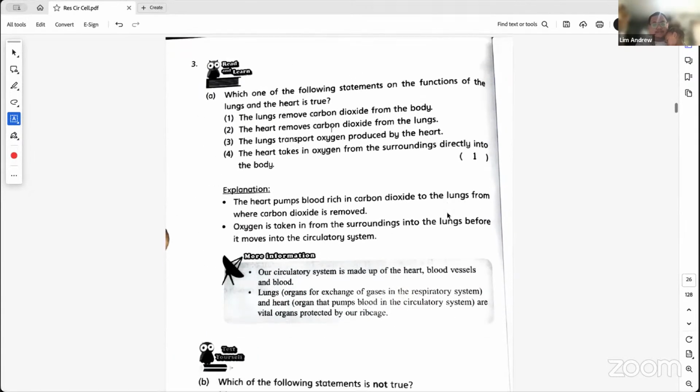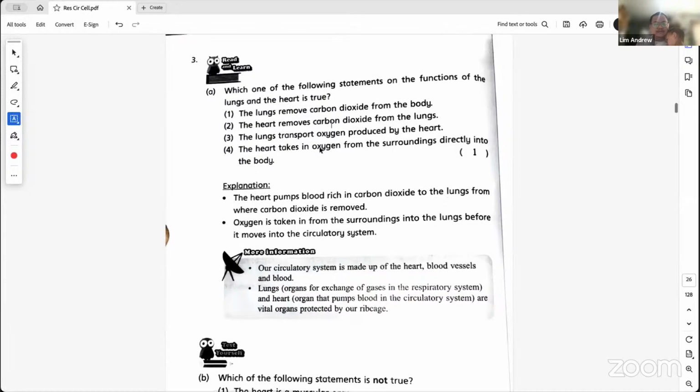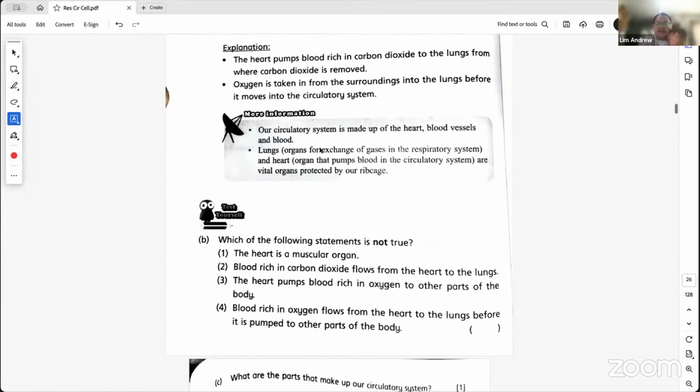Question 3. I think this is self-explanatory, so I will just move on to 3B. Can I have a volunteer, please? Which of the following statements is not true? Is it number 1, the heart is a muscular organ? Number 2, is it blood rich in carbon dioxide flows from the heart to the lungs? Or is it 3 or 4? Can I have a volunteer, please? Yes, David.